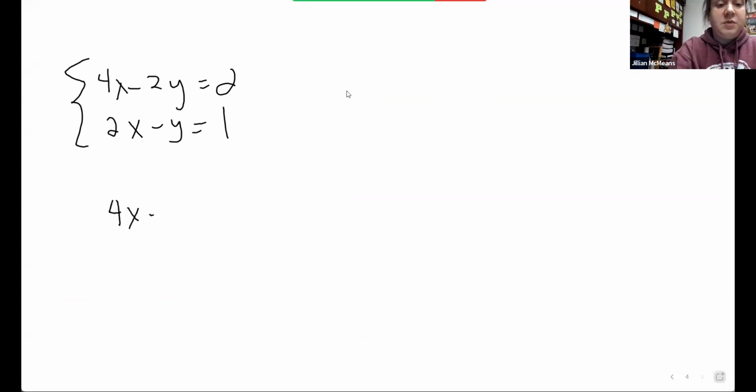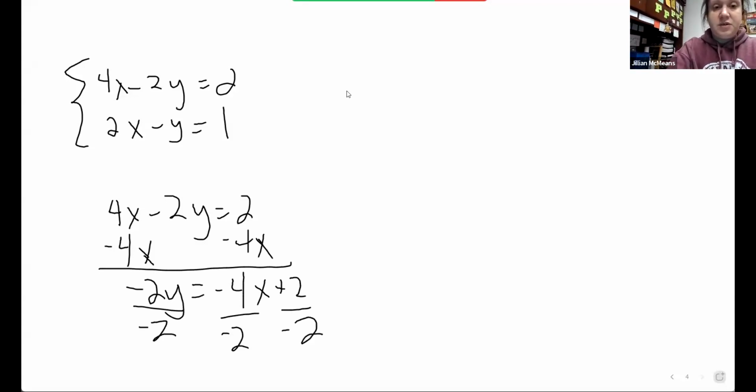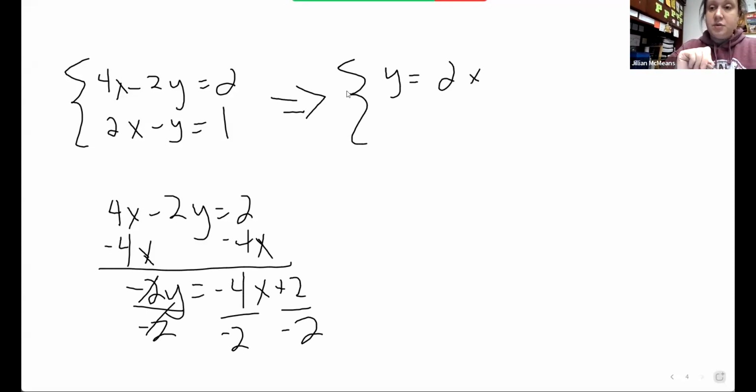So let's say for the first equation, we have 4x minus 2y is 2. I want to get the 2y alone, so I'm going to subtract 4x. That gives me negative 2y equals negative 4x plus 2. Okay. I divide everything by negative 2. And just for the sake of space on my screen, I'm going to move the simplified version up here. So negative 2 divided by negative 2 is 1. That gives me my y. Negative 4 divided by negative 2 is positive 2, so I get positive 2x. And then positive 2 divided by negative 2 is negative 1. So that's the first equation, solved for y.